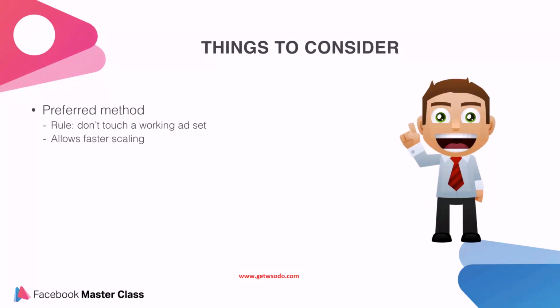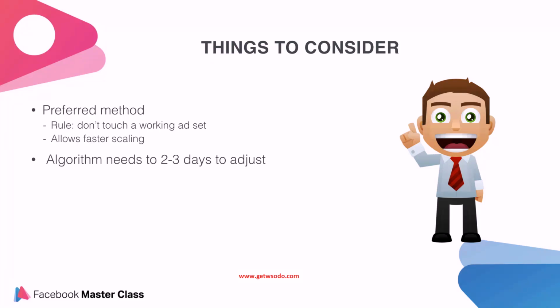Few things to consider. First of all, it's our preferred method because you're not touching a working ad set. This is something you should never do, even though the bid and the budget are the least harmful things to change. Still, if you have something that works, never change a working system. Don't touch a working ad set. And also, scaling an ad set incrementally is effective, but it's also slow. And this technique allows you to scale faster. If you have something that works, scale it.